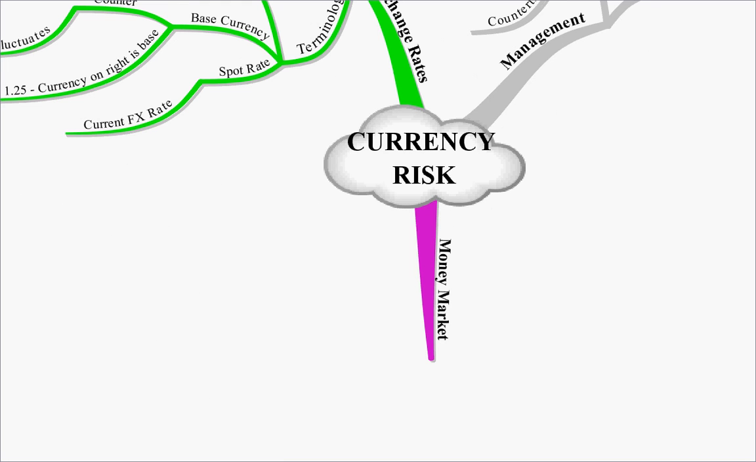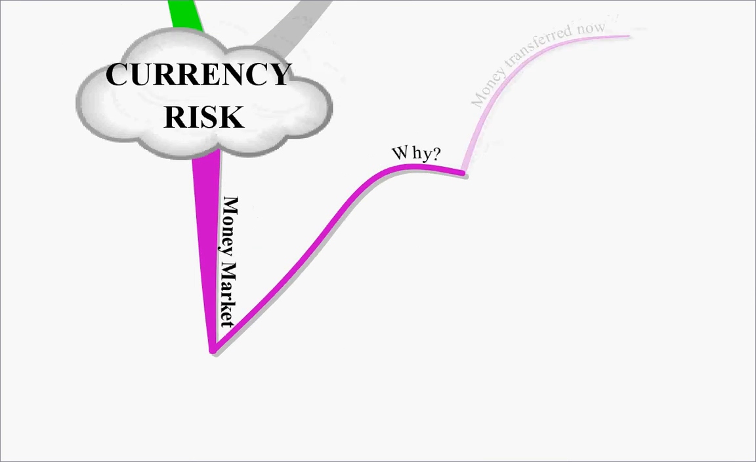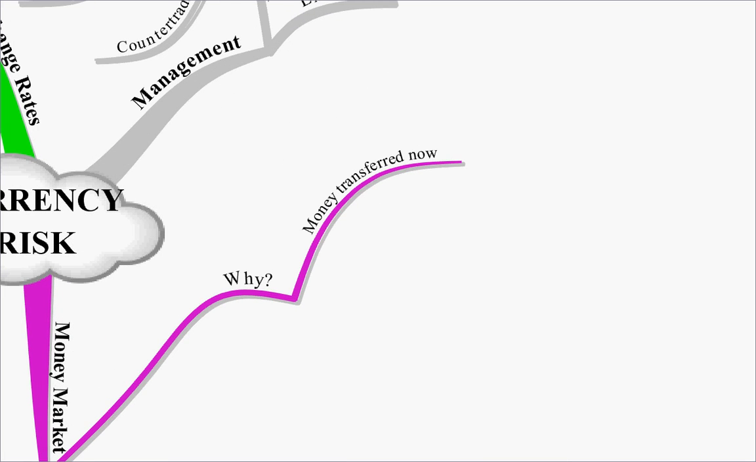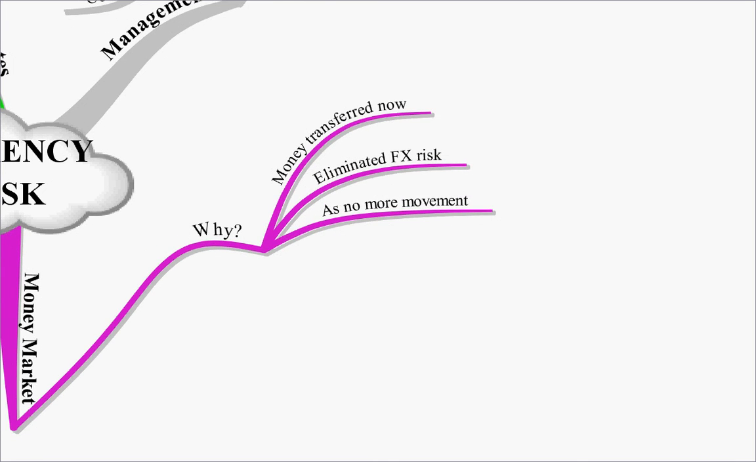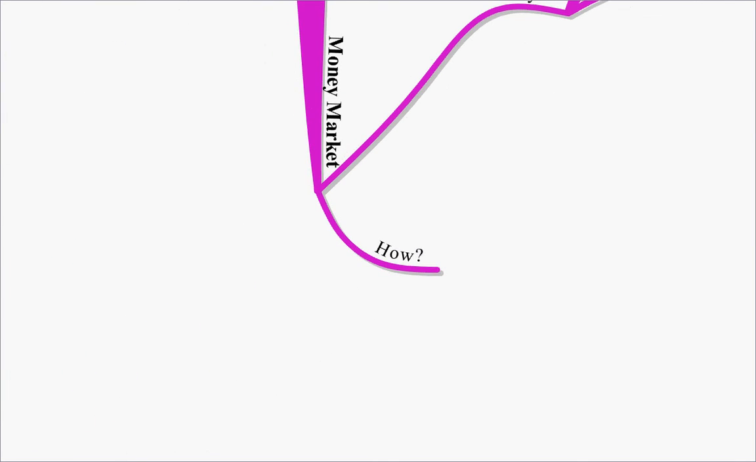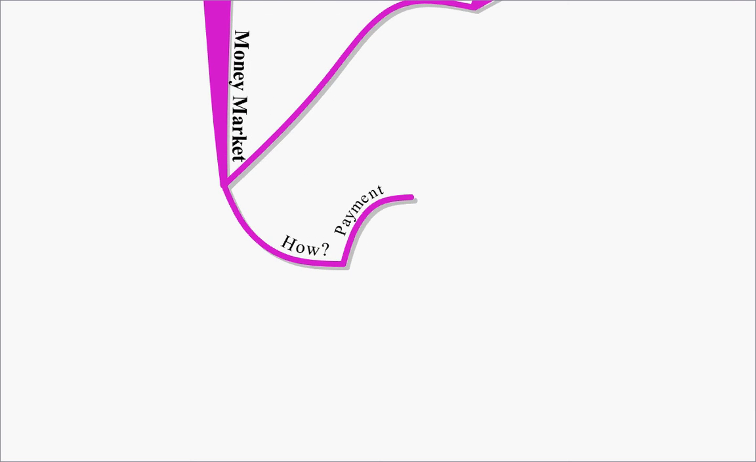Another way to manage is the money market. Why would we do this? Well, the money is transferred now. We eliminate the foreign exchange risk as there's no more movement in the currency. So how do we do this? Well, say we have to make a payment in a foreign currency.